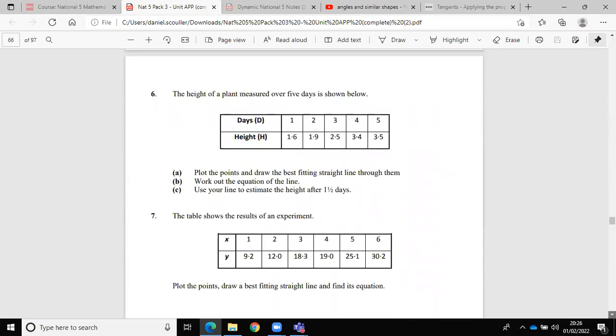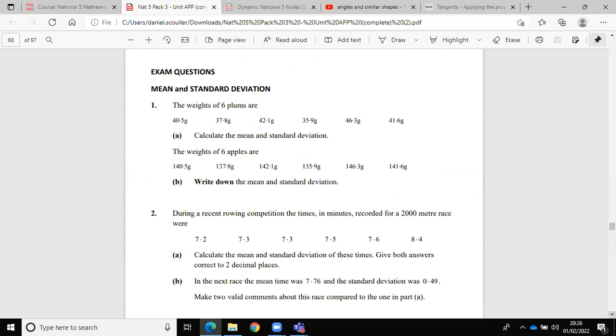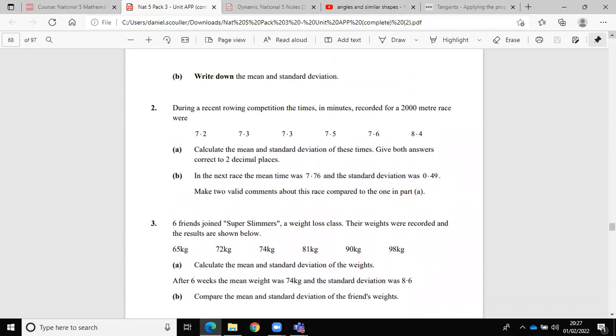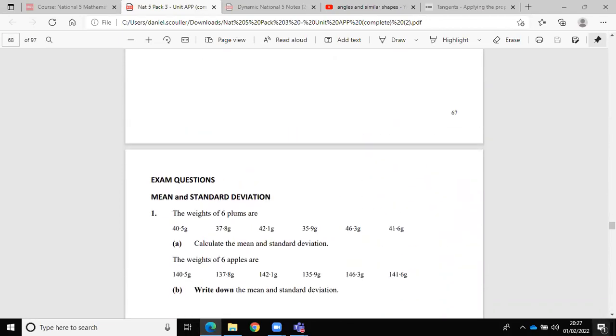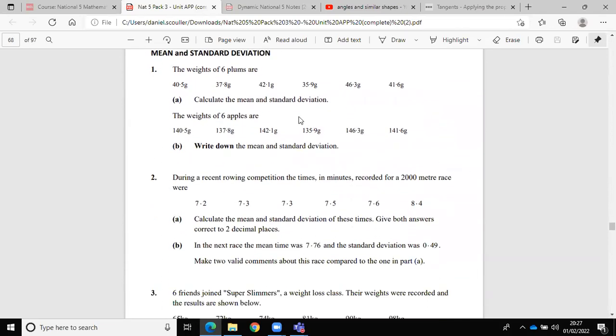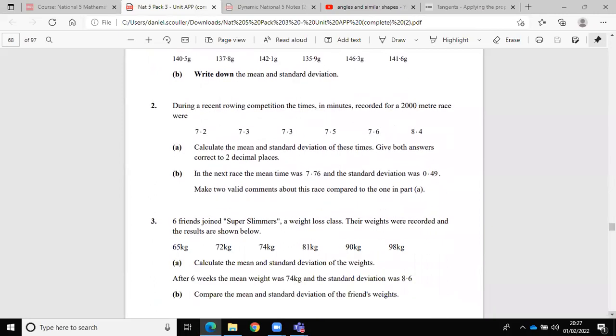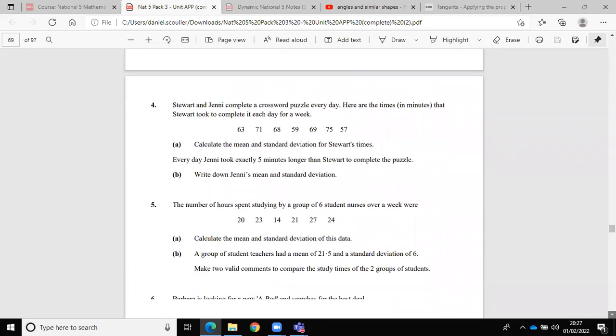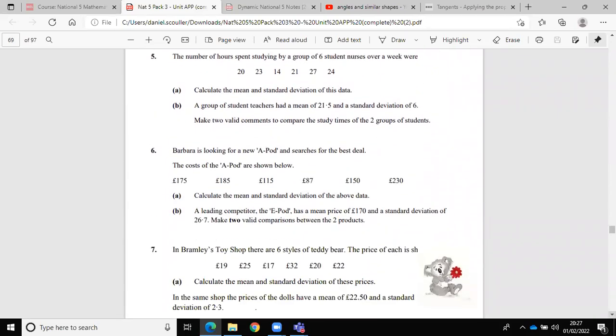And then it jumps a couple of pages for linear stuff and then goes back to exam questions for standard deviation on page 68. So in 68, they've got exam level type questions for standard deviation. Write down the mean and the standard deviation. Mean's just the average, standard deviation's the spread. And then there's a bunch of them.